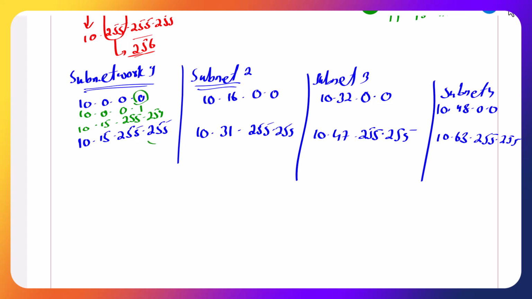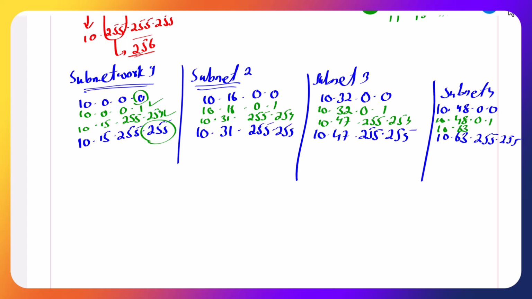0 is the network and this is the broadcast. First valid starts from 1 and the last valid is this one. Okay, same here, increase 1 and decrease. So on 32, 10.47.255.254, 10.48.0.1, 10.63.255.254.